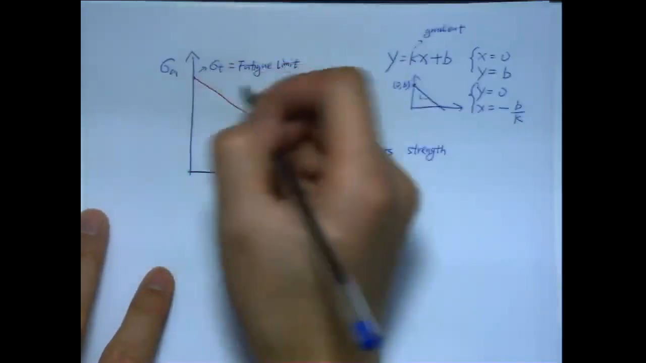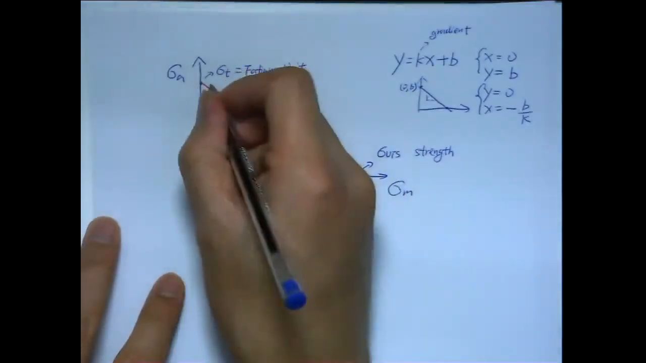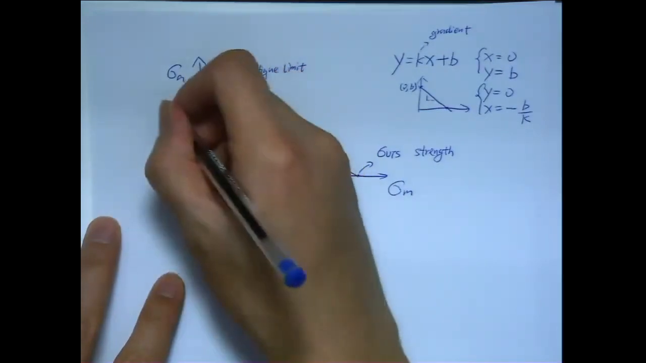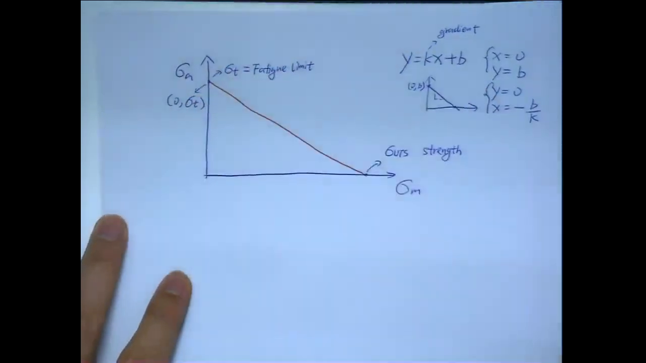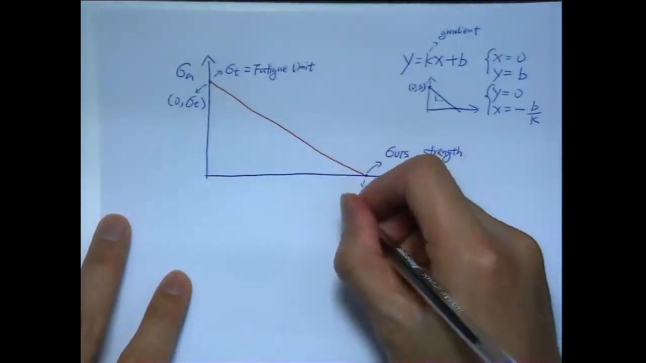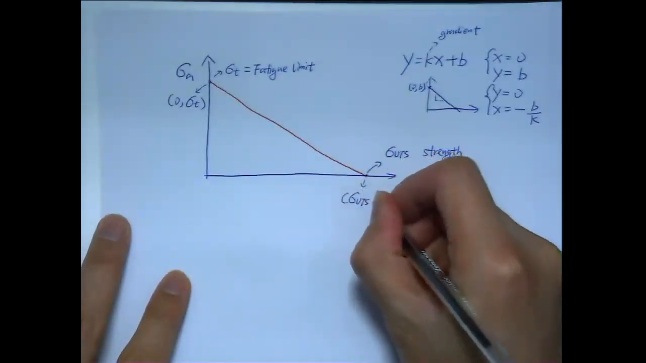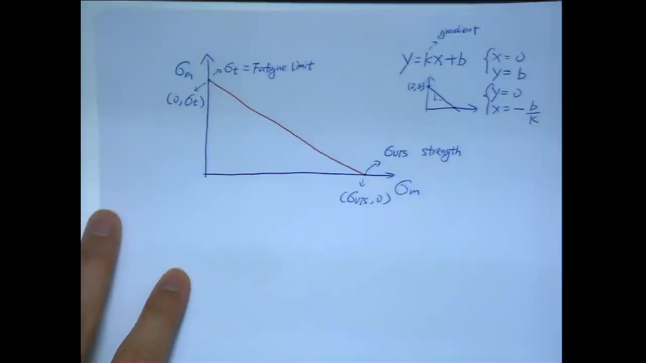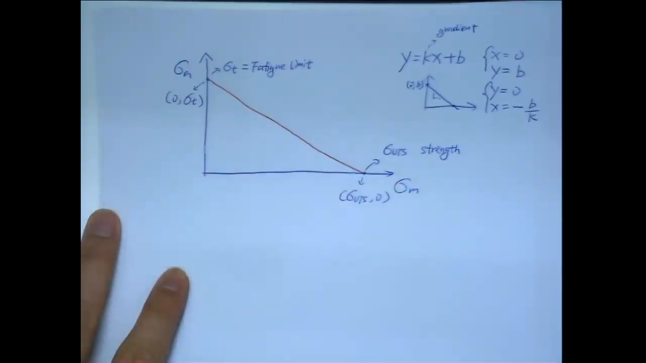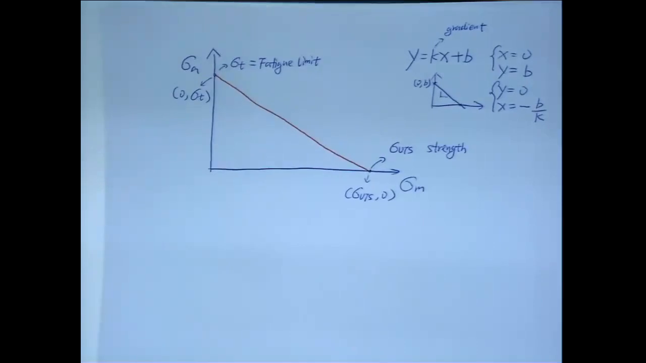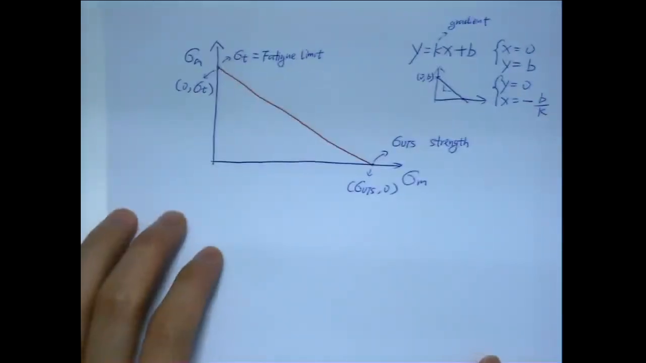So now we're doing similar things. Let's write this point in a form like (0, sigma f). You can write this as (sigma UTS, 0). Those are the 2 points you know. Now, if you give me 2 points, that can define a line. So now we derive the equation for that.